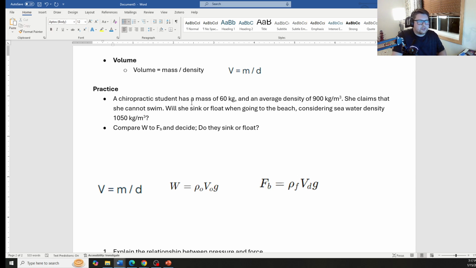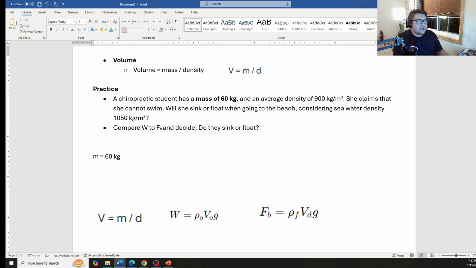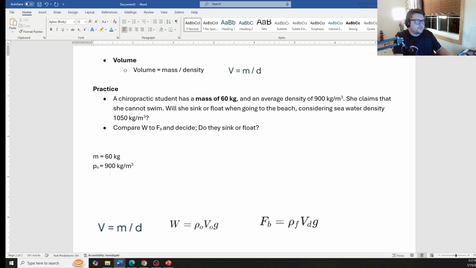A chiropractic student has a mass of 60 kilograms. So we have a mass of 60 kilograms. When I go through questions like this, I always like to write out the information that I'm given, so that way I know exactly what's going on. So mass equals 60 kg. And an average density of 900 kilograms per meter cubed. So I'm going to say density of our object is equal to 900 kilograms per meter cubed.